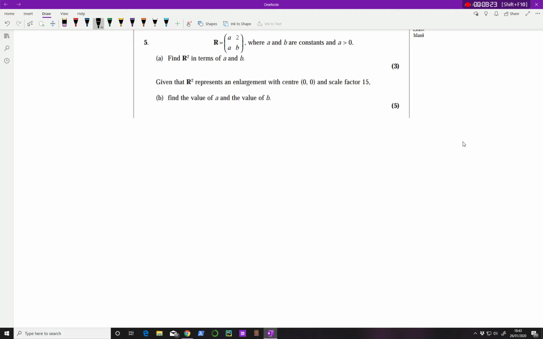They do nothing. Okay. So part A for 3 marks asks us to find R squared in terms of A and B. I think that's quite straightforward. That's just a bit of matrix algebra. So I like to do it this way, where I arrange the matrix like this. So A to A, B.